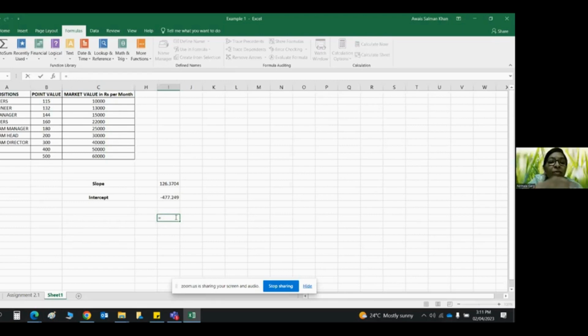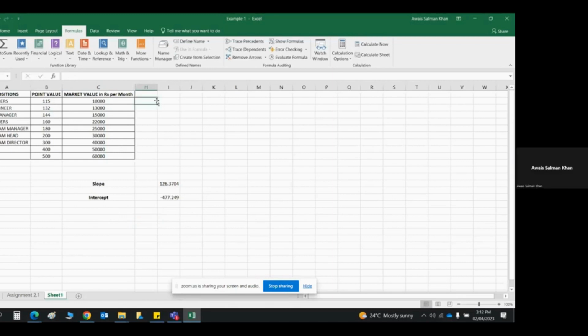So what you do now, there is an H column there. Click on H2, because that will give you the pay line salary. Once you click on that, what's the formula? Open the bracket. And I would say hardwire the formula.